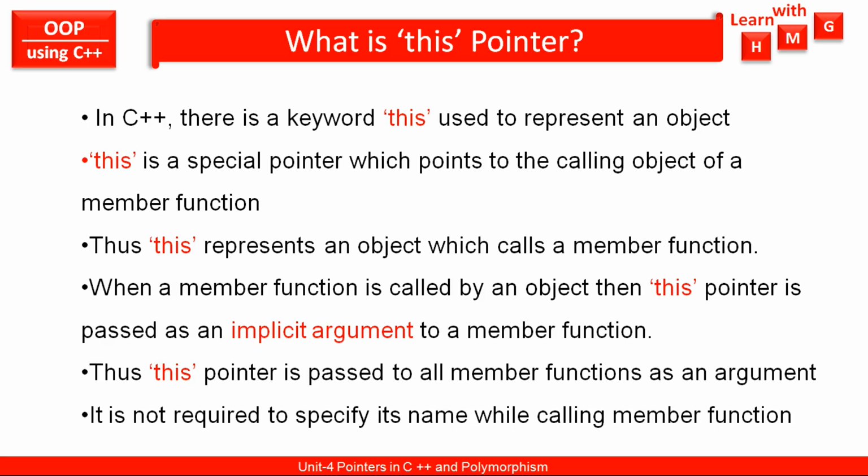As it is an implicit argument, it is not required to explicitly specify the name of this pointer. Internally it is automatically set to the calling object, and it is automatically passed internally as an implicit argument, and hence while writing a program it is not required to specify the name of this pointer. Only the object dot is sufficient. So this is about what is this pointer and for what purpose it is used.